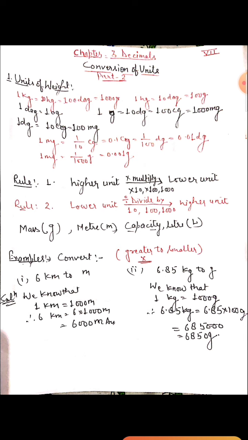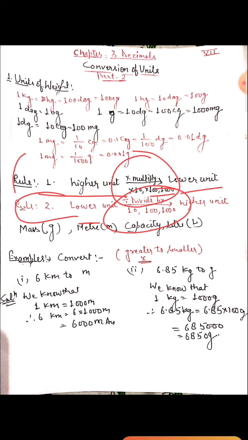If the question is asking how many liter in 1 kiloliter, you know very well, 1000 liter in 1 kiloliter. So the rule is given first, I have also explained the rule in the previous video. Higher unit to lower unit means multiply by 10, 100 and 1000. And then rule second, lower unit to higher unit, we divide by 10, 100 and 1000.